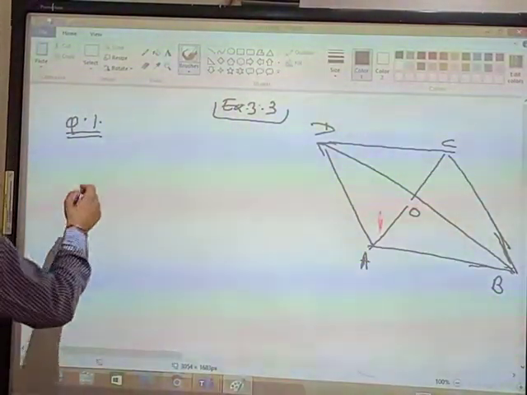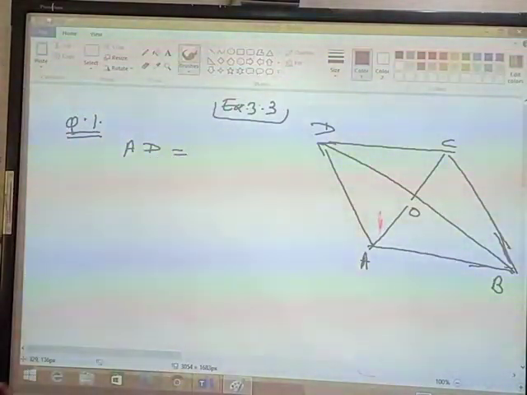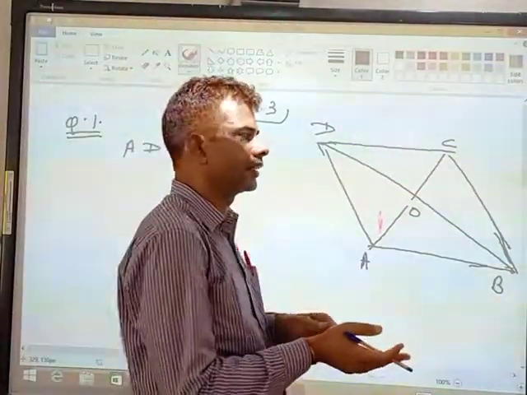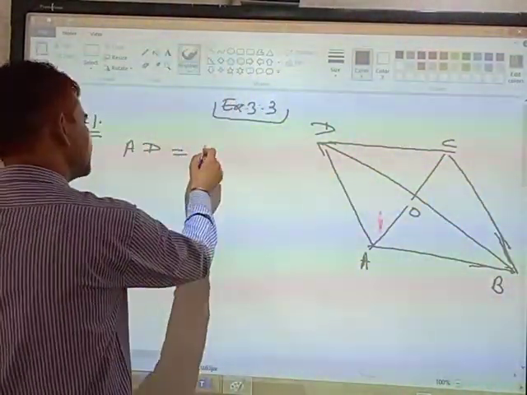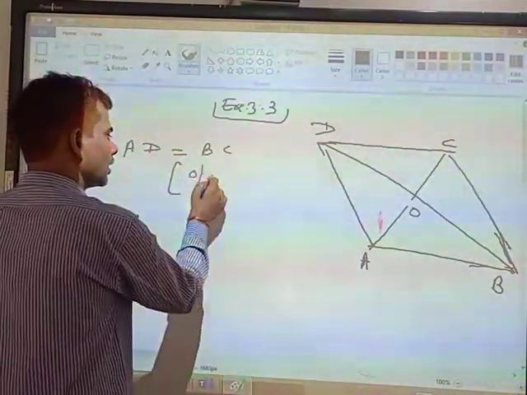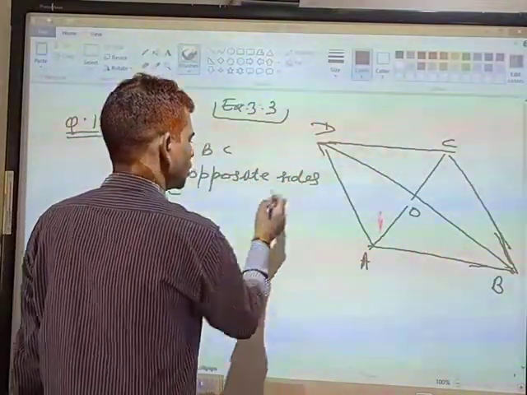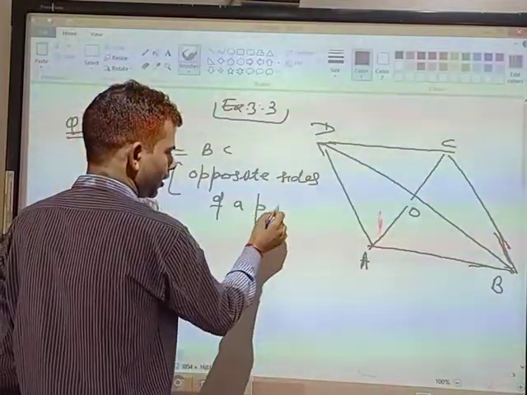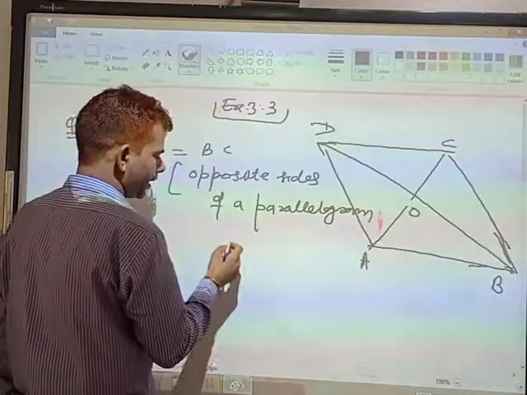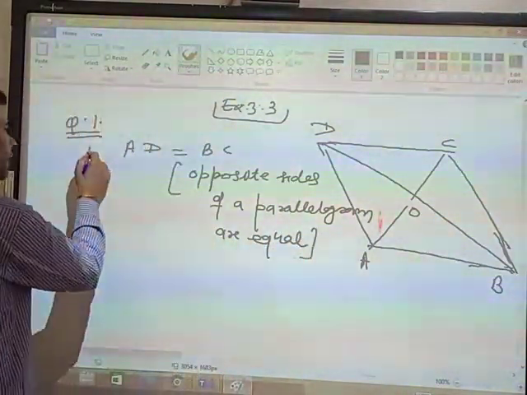AD is equal to, please tell me. AD is equal to BC in parallelogram ABCD. Why? Opposite sides of a parallelogram are equal. Students, any doubt, any problems?